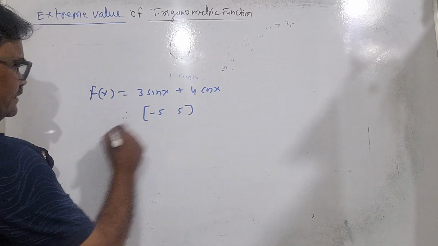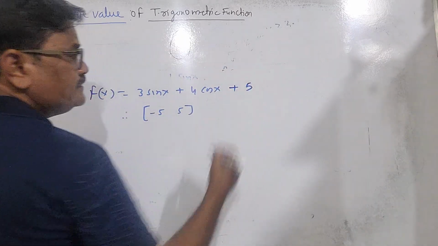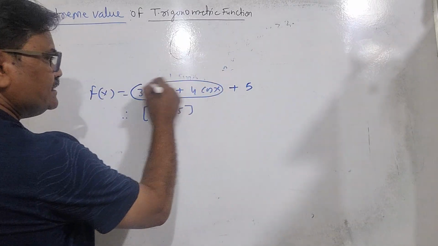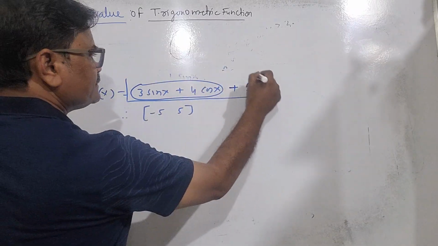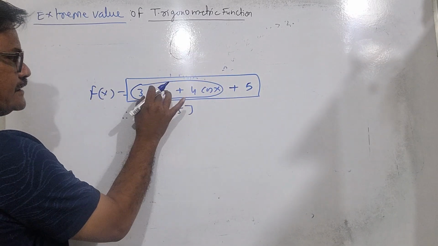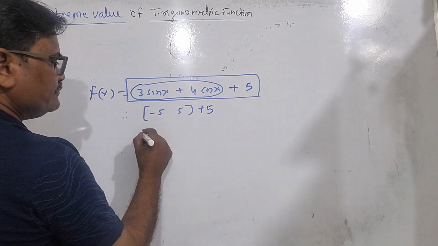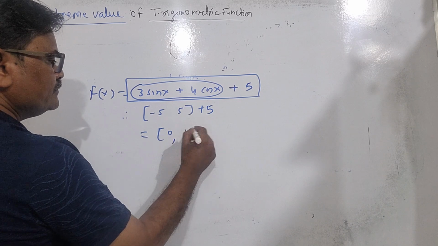Correct? If it is like that, suppose plus 5. Correct? Then first find out the range of this, then find out the range of this, correct? So range of this 3 sin x plus 4 cos x is this one. So therefore plus 5 we will do, and this becomes 0 to 10.